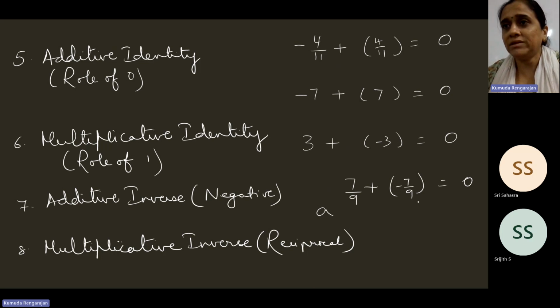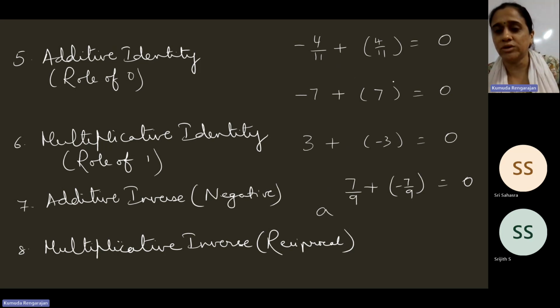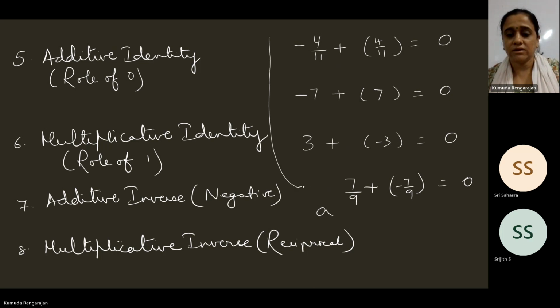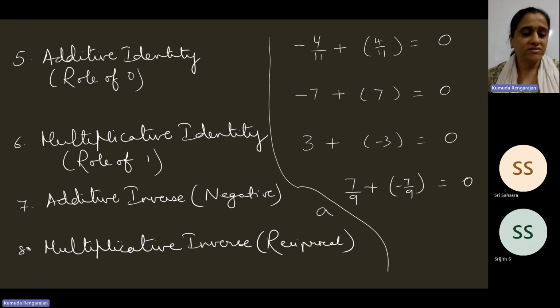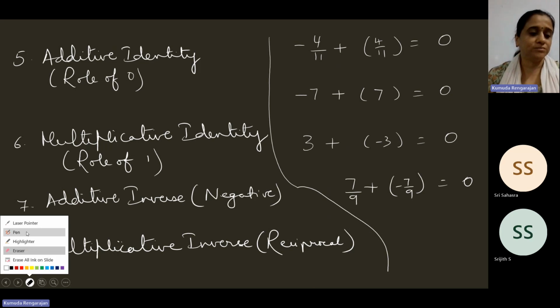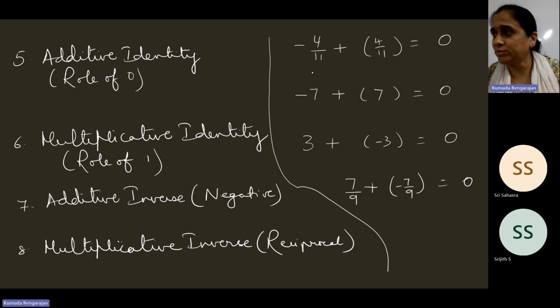So in these examples, you see that the sum of two rational numbers is 0. Then the first rational number is said to be the negative of the second, and the second rational number is said to be the negative of the first. Let's read it. The negative of minus 4 by 11 is 4 by 11, and the negative of 4 by 11 is minus 4 by 11. The negative of minus 7 is 7, and the negative of 7 is minus 7. The negative of 3 is minus 3. The negative of minus 3 is 3.